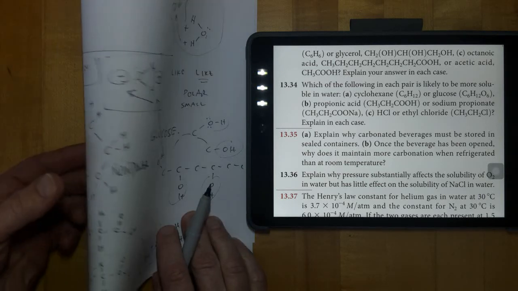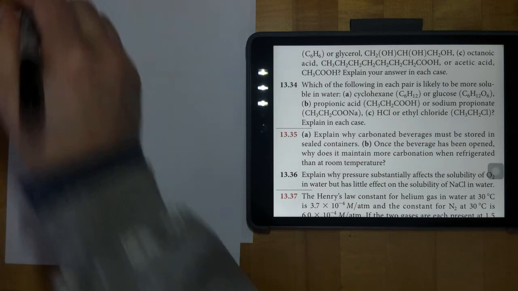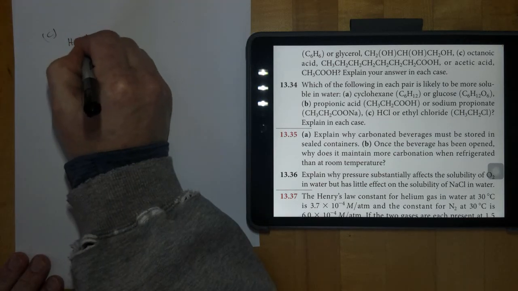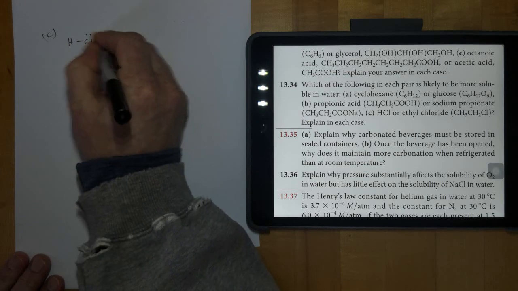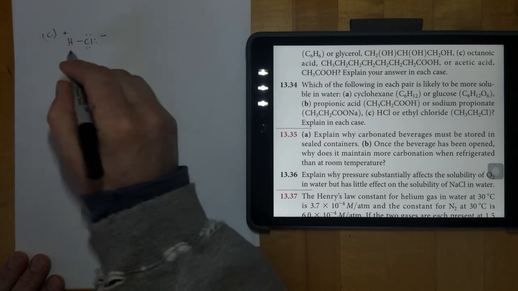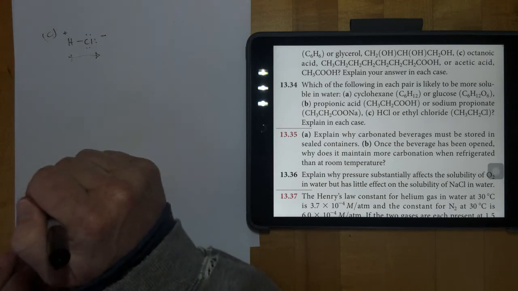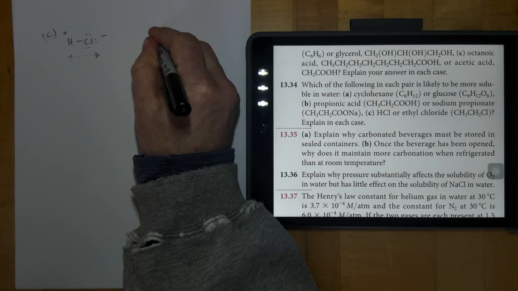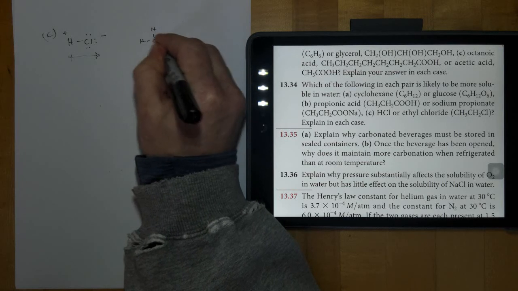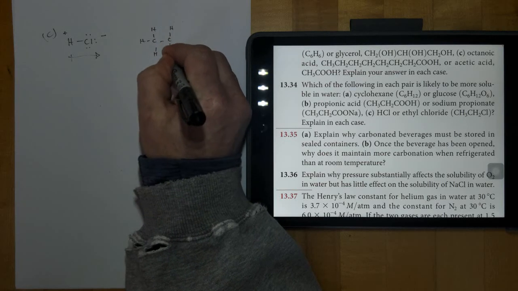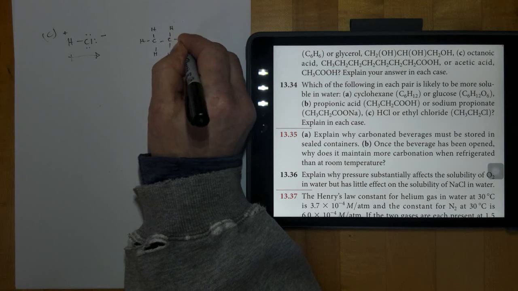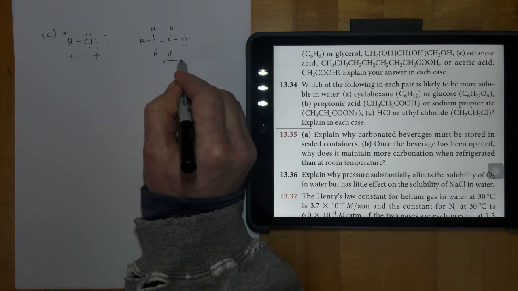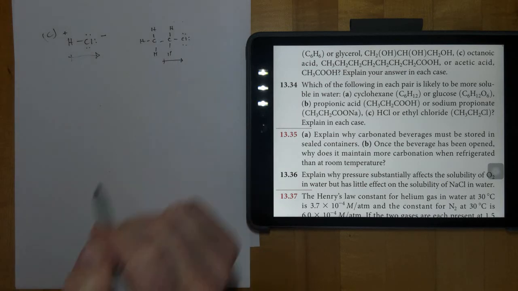All right, on to letter C, HCl. So HCl would be a Lewis dot structure like this, where we'd have a negative charge here and a positive charge here. So we have a dipole moment in HCl. Or ethyl chloride. So ethyl chloride would be CH3, just like it's written, and then CH2, and then we'd have a Cl coming off of the end. And it looks like I'd still have a dipole right here going a little bit towards the chlorine.